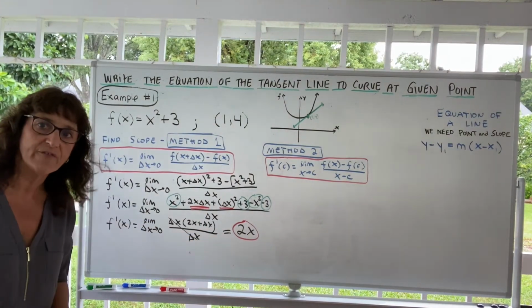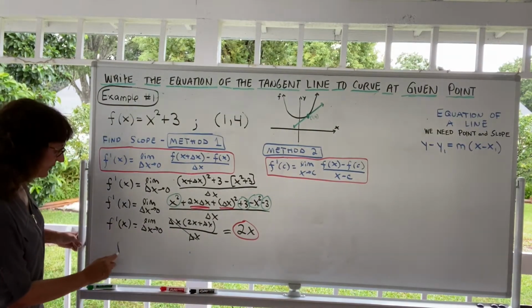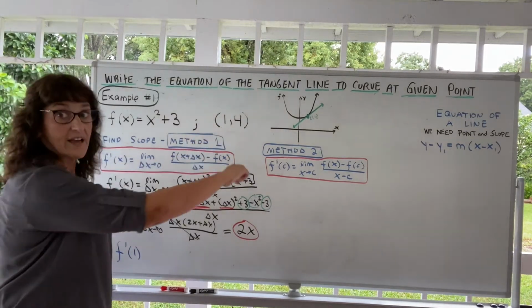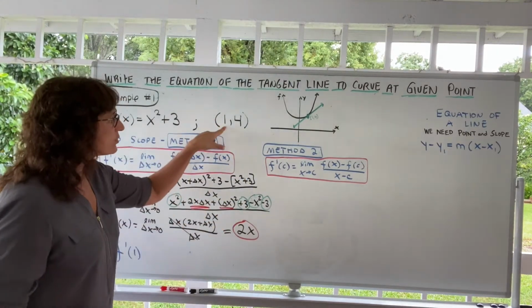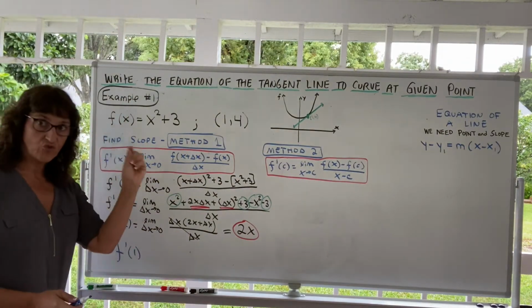That's the derivative of the function. Now we want to evaluate the derivative of this function when x is 1. To get the derivative at the point, you plug in the x coordinate. So we want to evaluate this derivative. It gives us the slope that we're looking for.